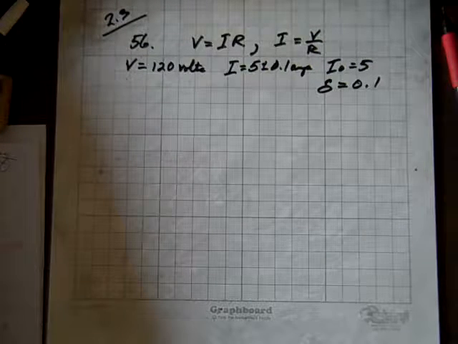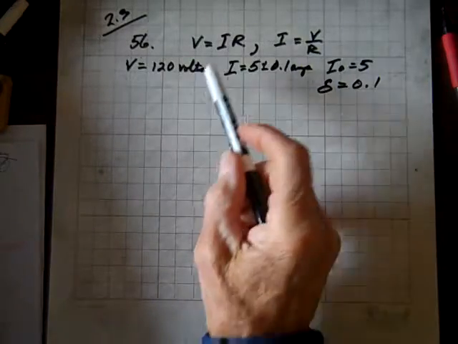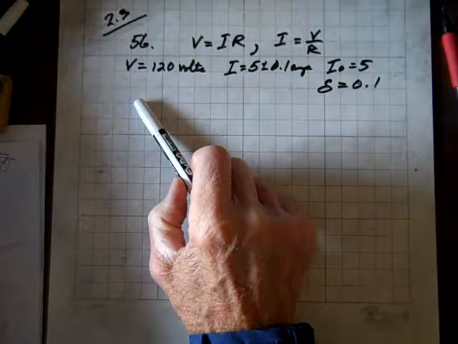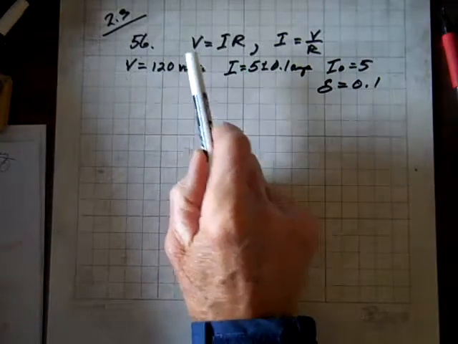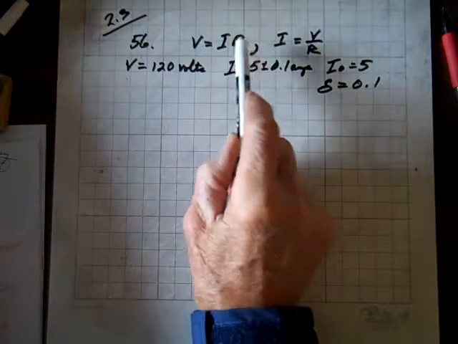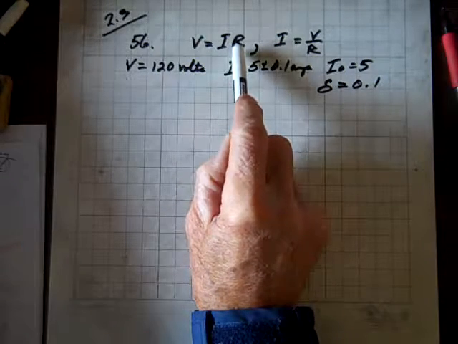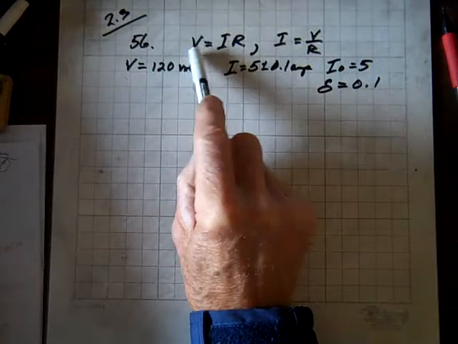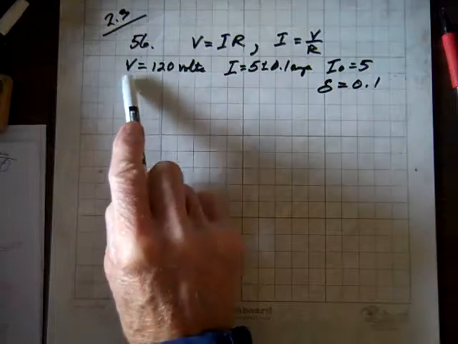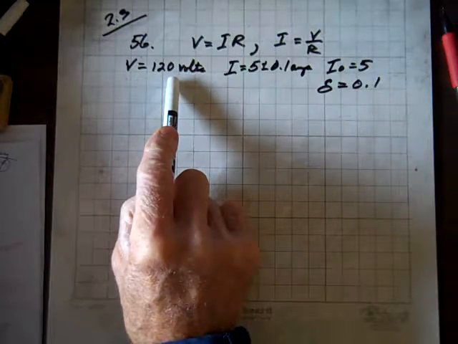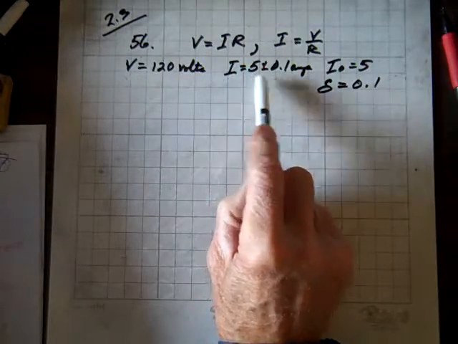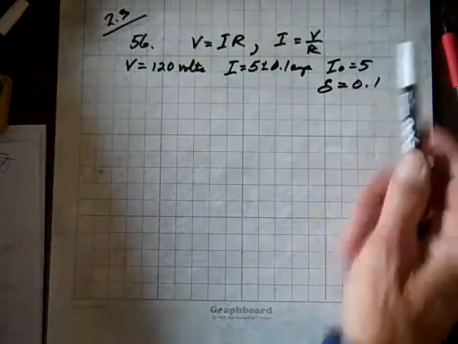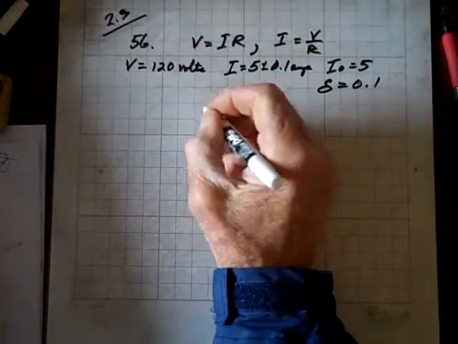Okay, now we're doing question 56, and please read that. And the question is then, what we have to do is find the open interval for R values such that this equation is satisfied for a voltage of 120 volts and an amperage of 5 plus or minus 0.1 amps. And so here's our inequality.